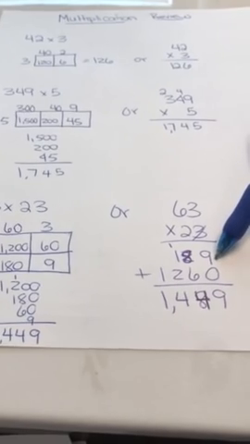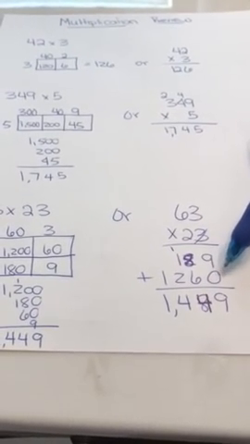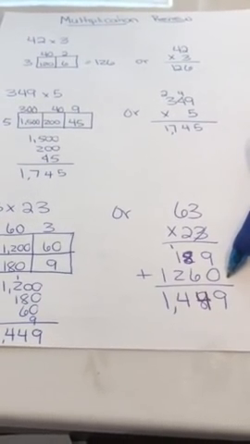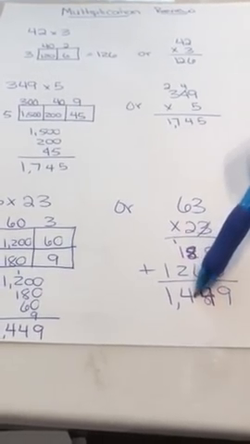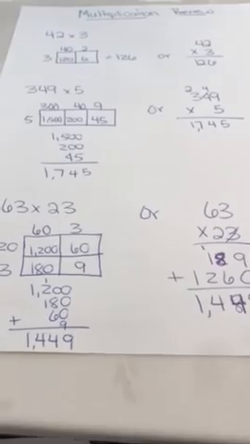So I would have had a 189 in my first row and 1,260 in my second row. And then I add them up. Tag, there's the 4, there's the 1.